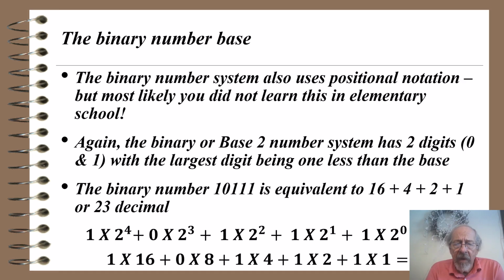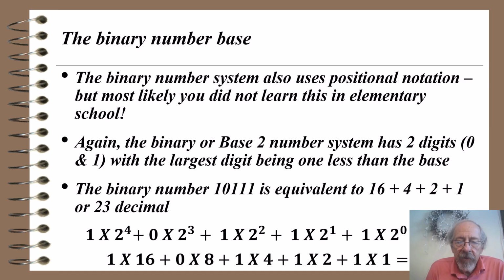The binary number system also uses positional notation, but most likely you did not learn this in elementary school. Again, the binary, base 2, number system has 2 digits, 0 and 1, with the largest digit being 1 less than the base. So the binary number 10111 is equivalent to 16 plus 4 plus 2 plus 1, or 23 decimal. And I show this worked out down below here.